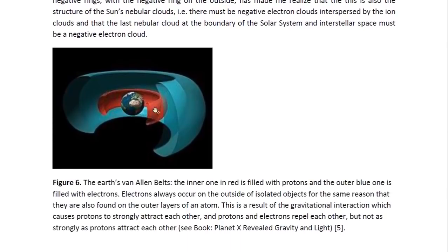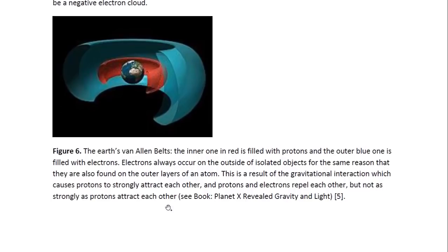And here we see the Earth's Van Allen belts. The red one, the inner one, is filled with protons, and the blue one, the outer one, is filled with electrons. Every isolated object in the universe, except for the stellar cores that have died, has an outer negative layer. This is why atoms have electrons on the outside, and this structure is to do with the gravitational interaction. And for more details, you may look at the book Planet X Reveal Gravity and Light.